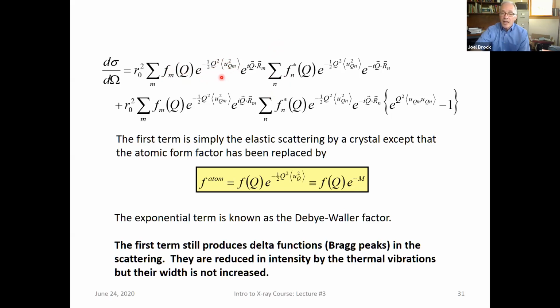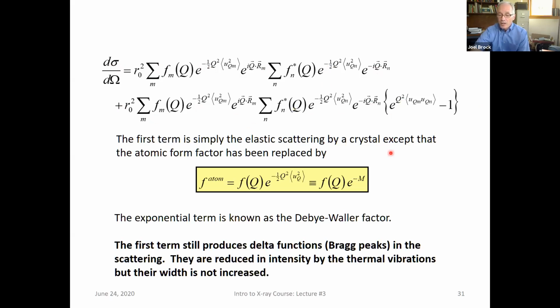So whatever this was, it gets reduced a little bit by the vibration, atom by atom. So I can just treat this whole thing as a new atomic scattering factor, so you have slightly less scattering in all of my delta functions. This other thing down here, so these are still delta functions.